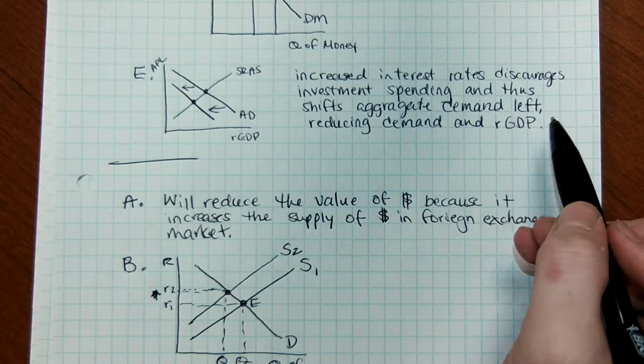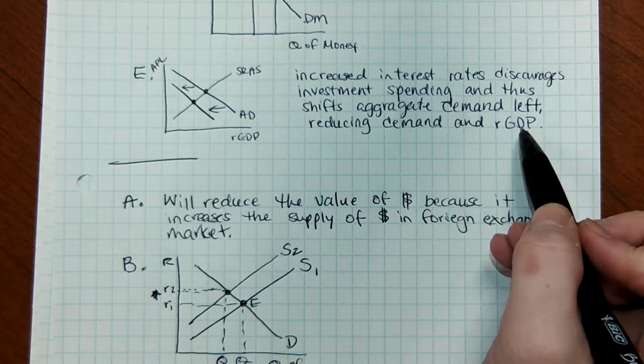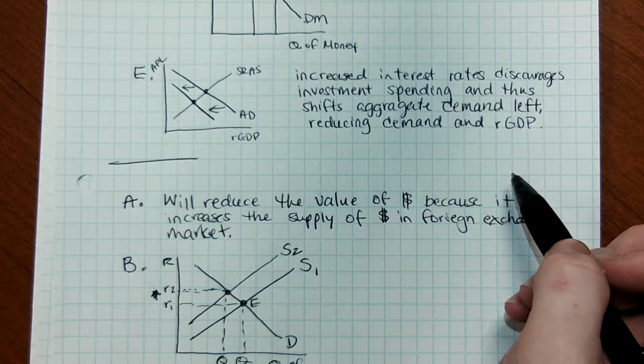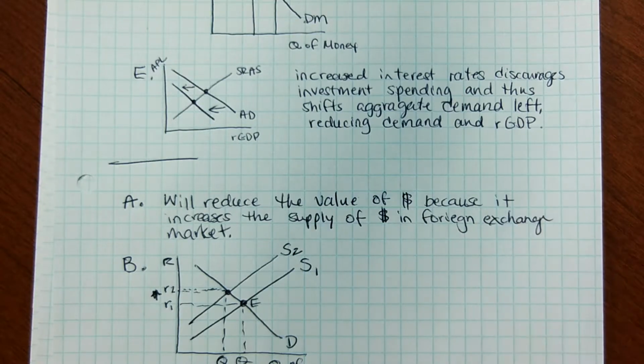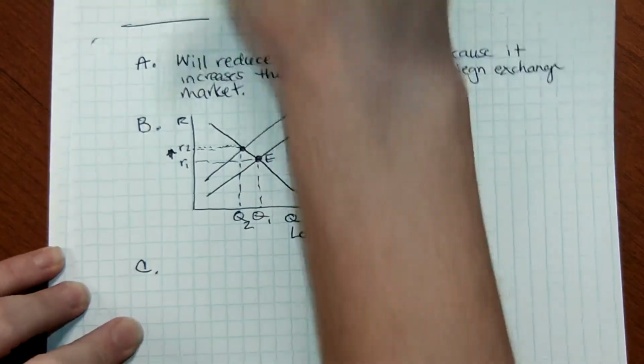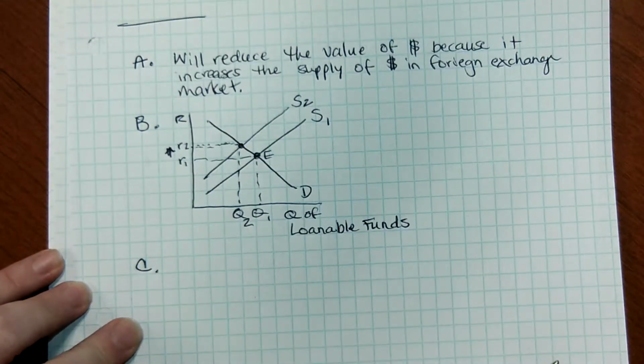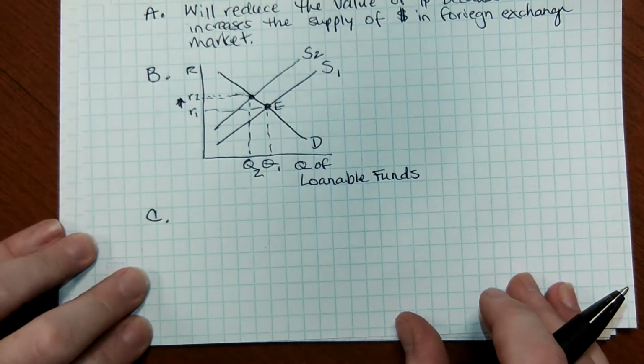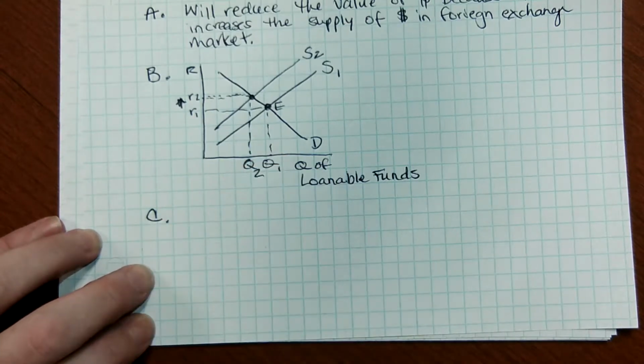So we know an increased interest rate is going to discourage investment in physical capital. They're not going to be building as many new factories. Those types of things are going to slow because the interest rate is high. So let's see, I want to double check.